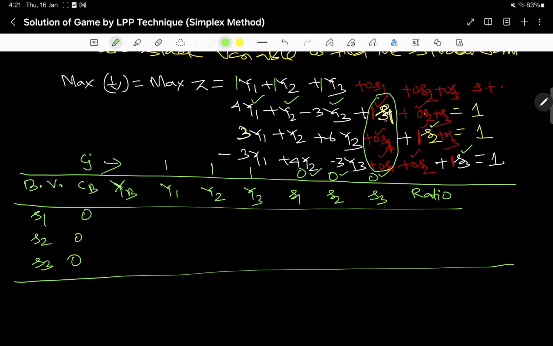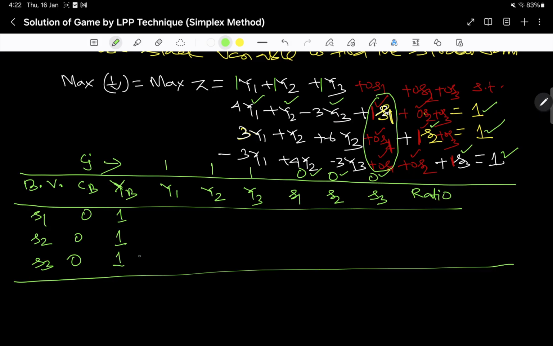Now what is the value of s1 here? S1 is basic in the first row, meaning other variables y1, y2, y3 are 0. The value of s1 is 1, this is the right hand side. Similarly the value of s2 is 1, and the value of s3 is also 1.